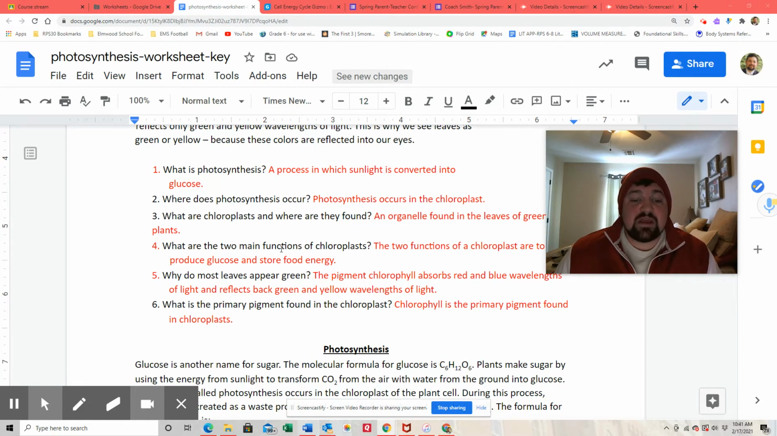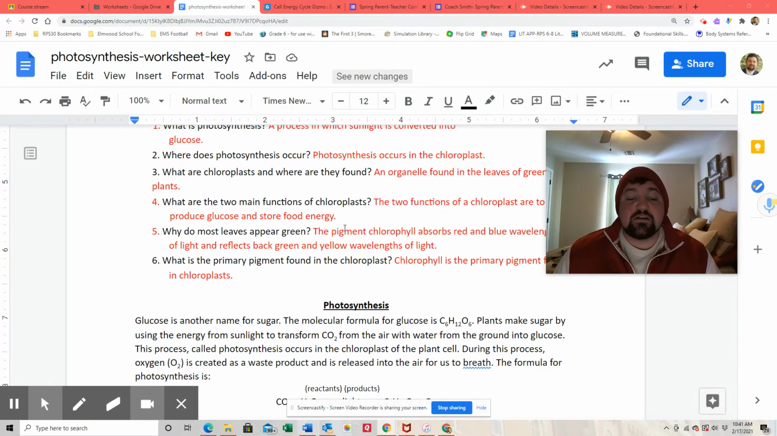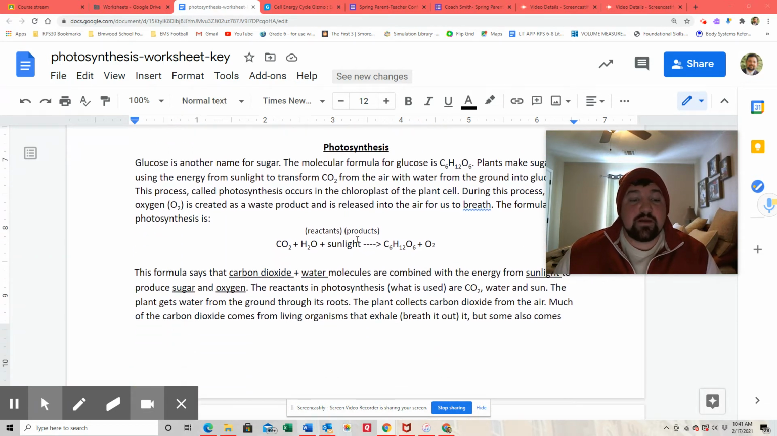What are the two main functions of chloroplasts? The two functions of a chloroplast are to produce glucose and store food energy. So they make it and then they store it. Why do most leaves appear green? The pigment chlorophyll absorbs red-blue wavelengths of light and reflects back green and yellow. That's in the bottom of our paragraph. What is the primary pigment found in chloroplasts? Chlorophyll. So these are your answers, and they're straight from the paragraph. So you just take a little bit of time. You can handle this, okay?